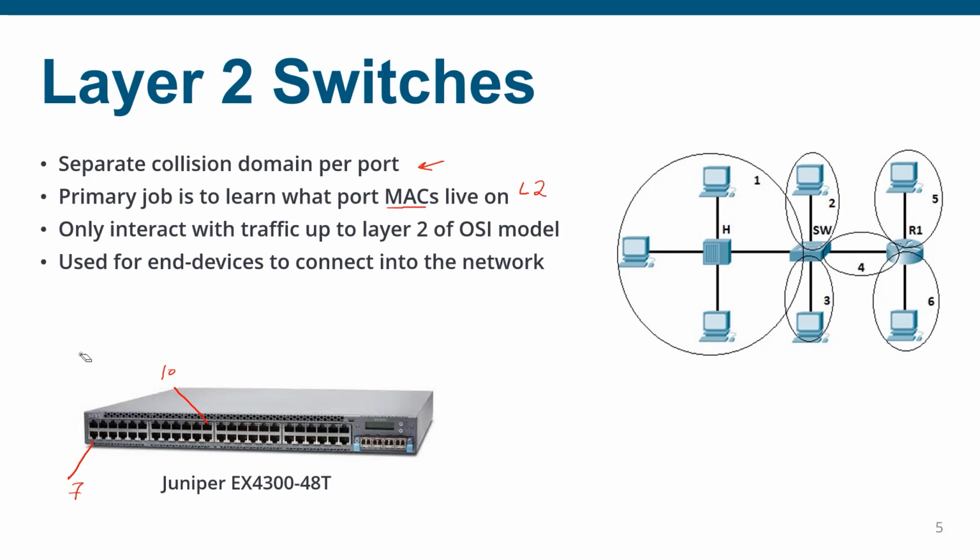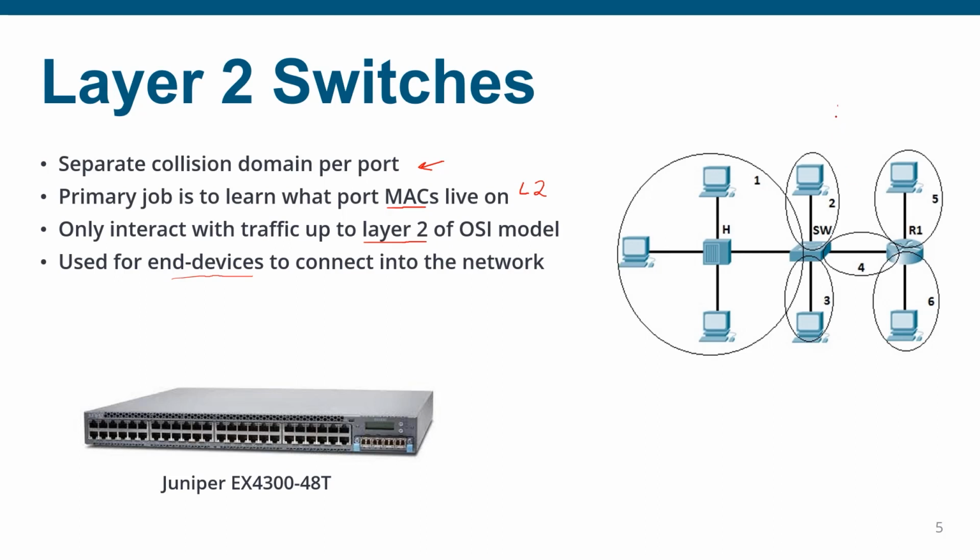As implied by a layer 2 switch, these switches only interact with traffic up to layer 2 of the OSI model. That would be our MAC addresses. Also included in our layer 2 header are some other items like a VLAN tag or class of service, but we'll get into that more later. Layer 2 switches only interact with our traffic up to layer 2, and they're primarily used for end devices to connect into the network.